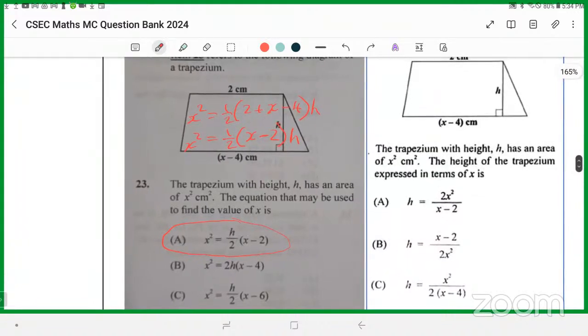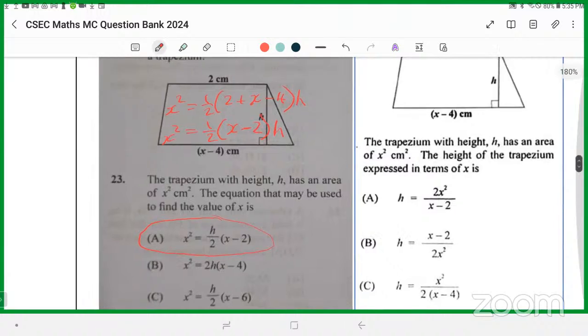Over here, they're asking how the height can be expressed. So it's a different question, you know. This one wants the expression for the height. It says the trapezium with height h has an area of x squared again. Same thing. So you're basically taking the equation that we got over here and making h the subject. The same equation, the same trapezium, everything.